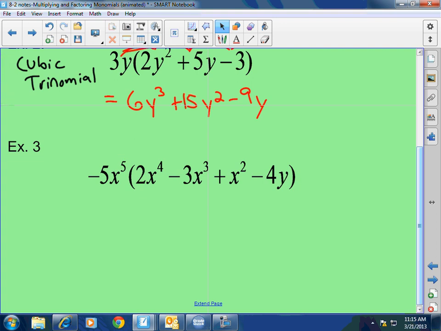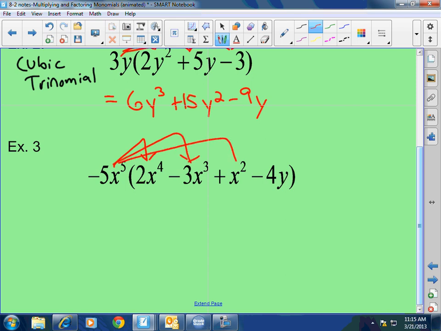What do we got here, guys? Yes, sir. Okay. You're going to distribute negative 5x to the 5th to everything. He said my first value, negative 5x to the 5th times 2x to the 4th, is negative 10x to the 9th, which is 100% correct. Awesome. Oh, yeah, 15x to the 8th. Great. Minus 5x to the 7th. Awesome.